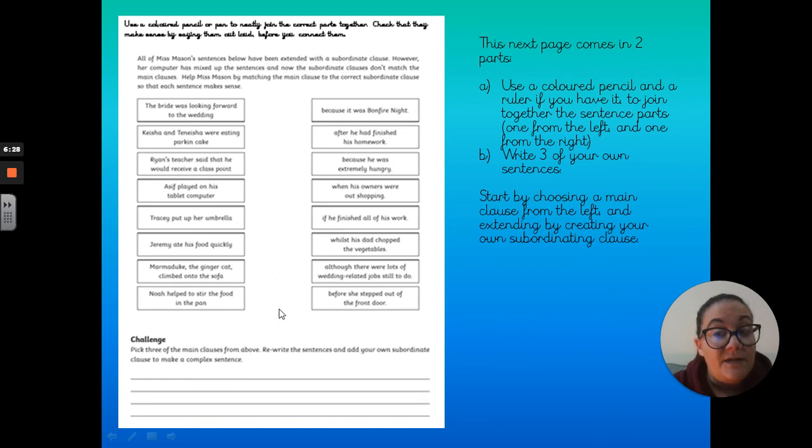The second part is, I would like you to then have a go at writing 3 of your own. So choose one of the main clauses and then extend it using a subordinating conjunction and a subordinating clause of your own. You've got real scope to be creative here, so have a look at them. So, for example, Jeremy ate his food quickly because he wanted to get outside to play football. Okay, so think about how you are going to extend these sentences. Make them funny if you want to, that's absolutely fine, but be creative with them.